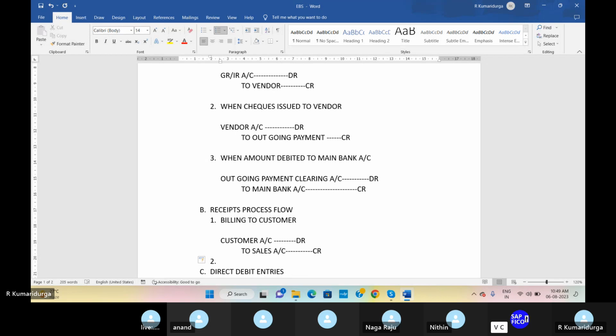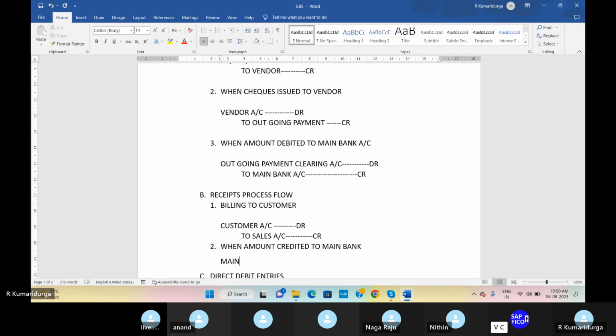Second point is when amount is credited to main bank. Directly it will be transferred to the organization's bank accounts, right? But to pay that amount there will be a process. In customer payment receipts also we do have a process, but that will be taken care of by the customer's banks, outgoing banks and so on. Okay.